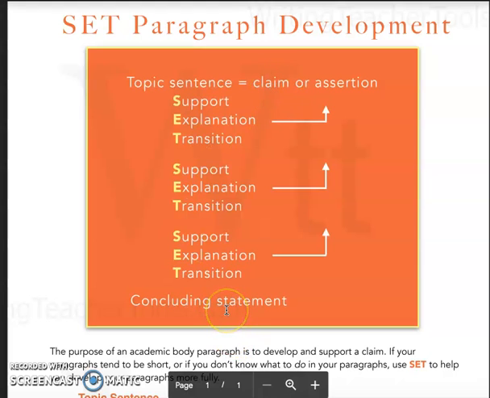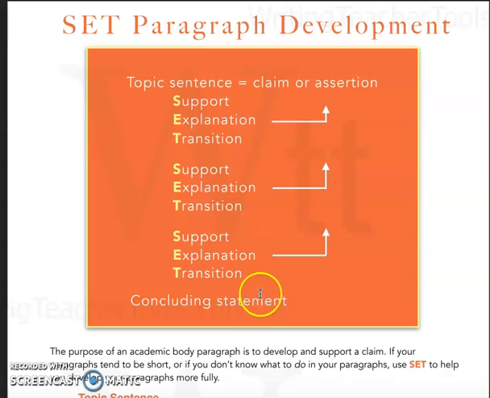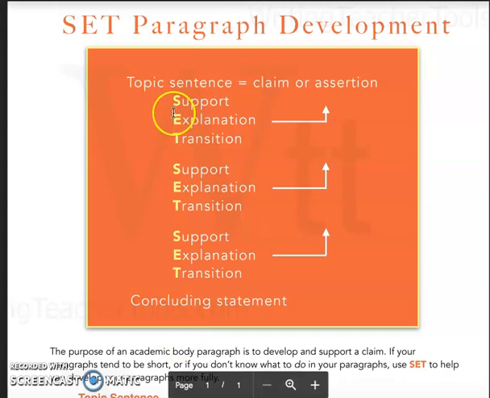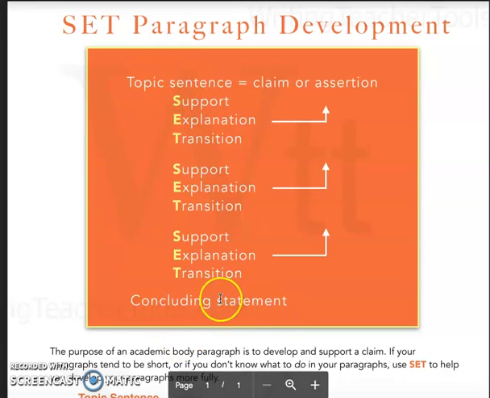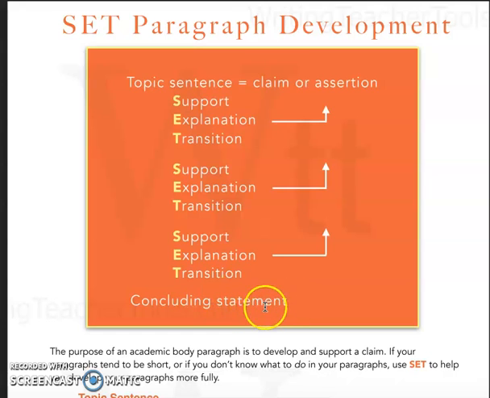And then at the end of the paragraph, remember, we don't want to leave our readers hanging on a transition or hanging on some sort of explanation about a particular piece of support. We always want to wrap that paragraph up. So you'll notice that the paragraph is framed here with your claim, your topic sentence, and then your concluding statement. So remember, you can think about that as the significance, or why this paragraph matters in terms of your thesis idea.